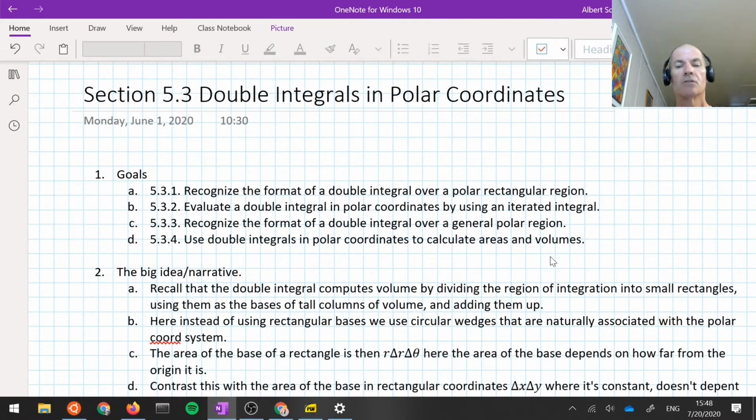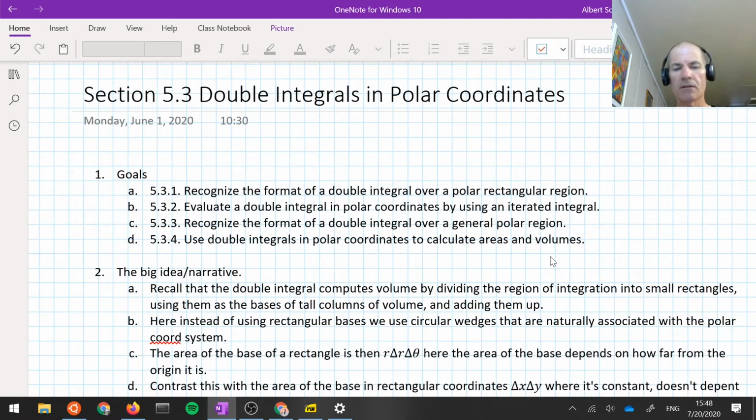So we want to talk about that today, with the goal really being, can you describe regions in polar coordinates, and then can you construct double integrals based on those regions? There are a couple of really interesting ideas.